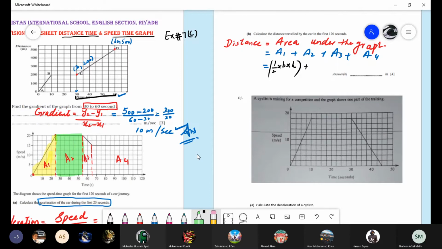A rectangle. It's a rectangle. So what's the formula for the rectangle? Base times height, length into width. Plus, what is the third one? Parallelogram? It's not a parallelogram. It is a trapezium.